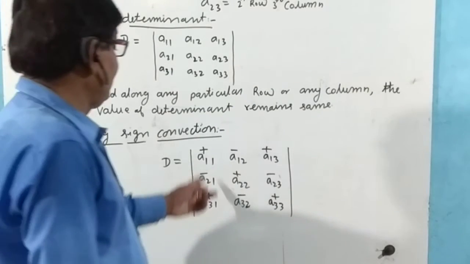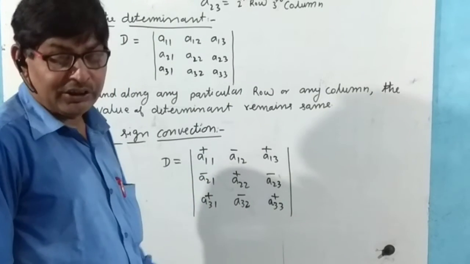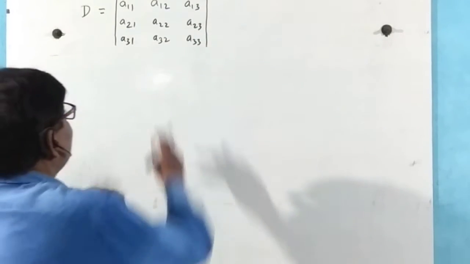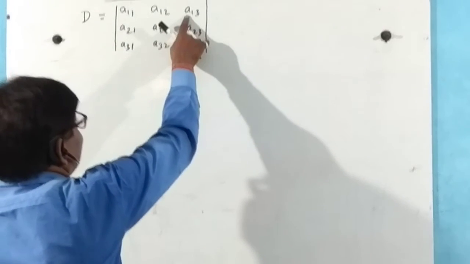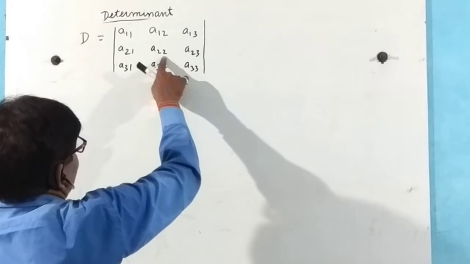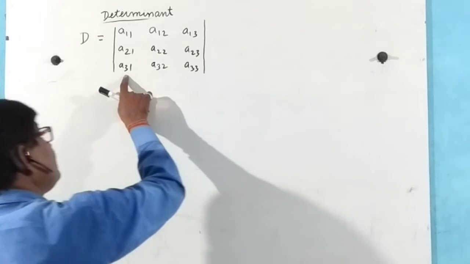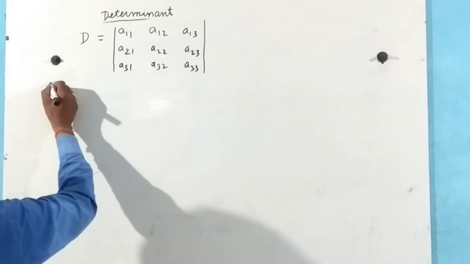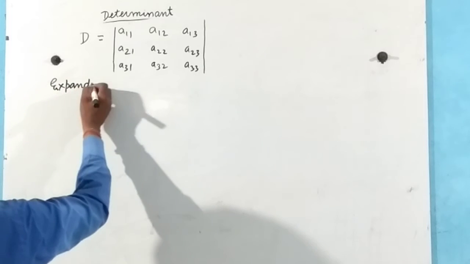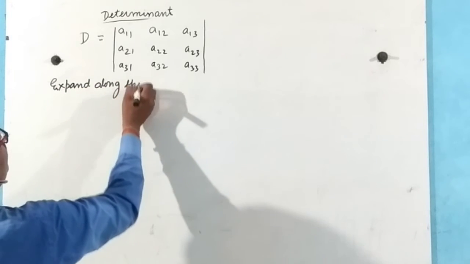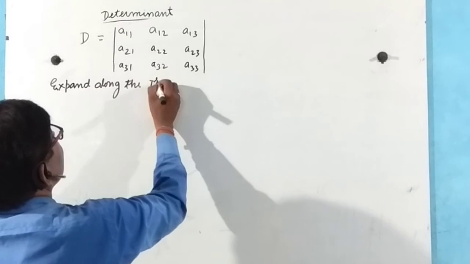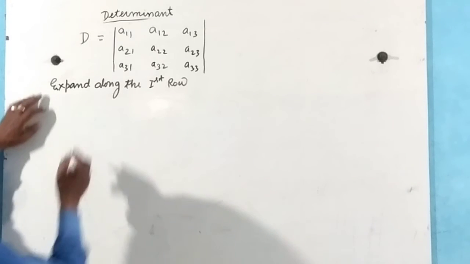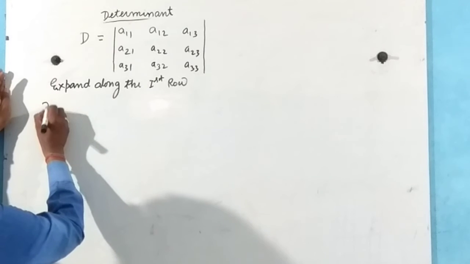Now we will expand it along a row and along a column. Now this is the determinant D equal to first row first column, first row second column, first row third column, second row first column, second row second column, second row third column, third row first column, third row second column, and third row third column. Now expand along the first row.